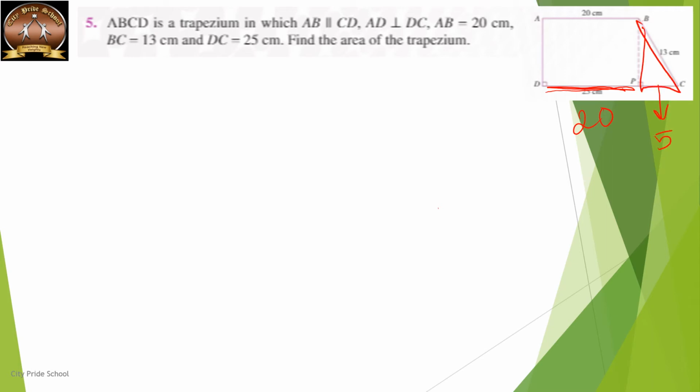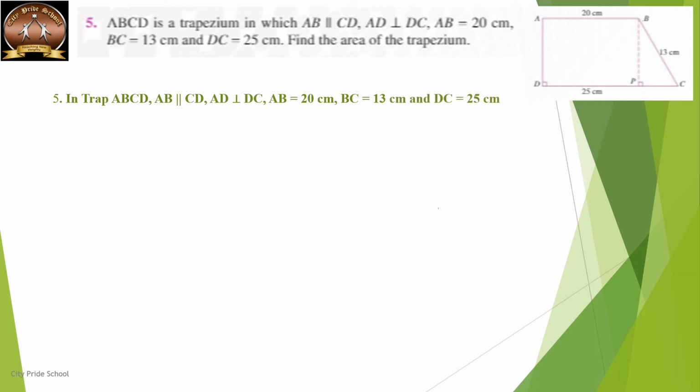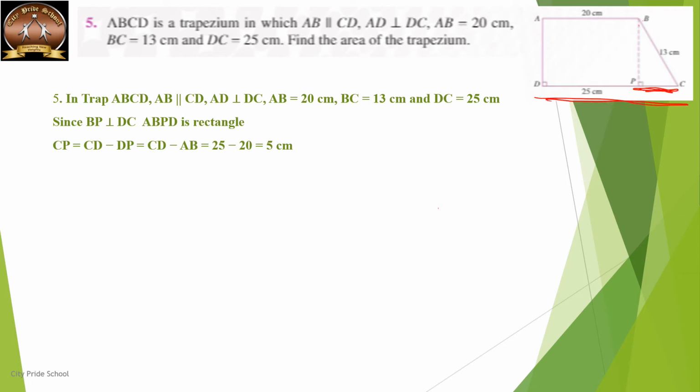So using the Pythagoras theorem, we can easily find BP. Correct? So let us start. In trapezium ABCD, AB is parallel to CD, AD is perpendicular to DC, AB and BC lengths are given, DC length is also given. So since BP is perpendicular to DC over here, ABPD is a rectangle and opposite sides of a rectangle are equal. So CP will be equal to CD minus DP, which is 20 centimeter. Correct? So we got our PC as 5 centimeter.